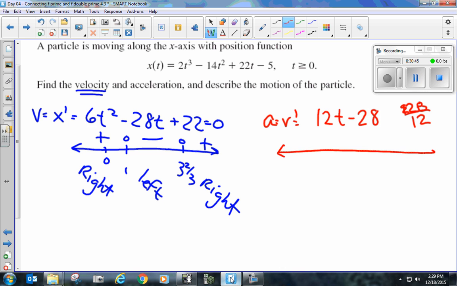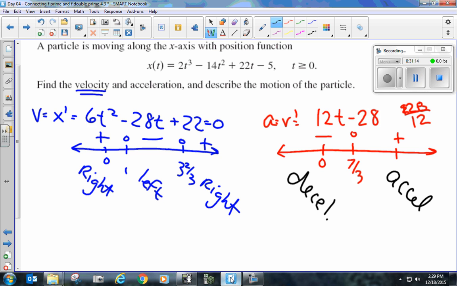So on here, if this is a 0 at 7 thirds, or 2 and a third, what happens if I put a number smaller, 0? It becomes negative. A bigger number is positive. This means acceleration is going to be acting negatively based on its velocity. It's decelerating, right? Negative means here it is decelerating, and here it's accelerating.